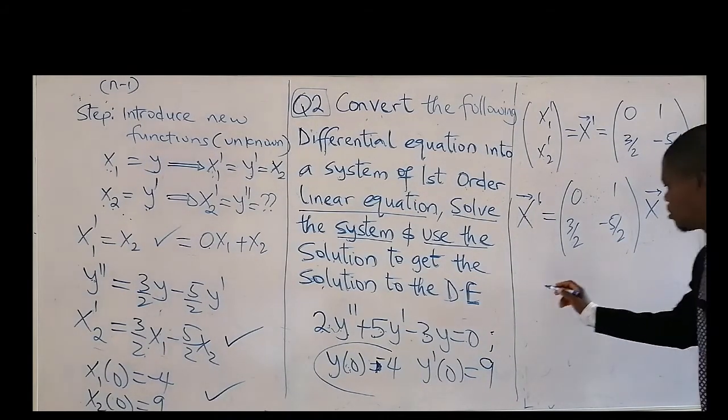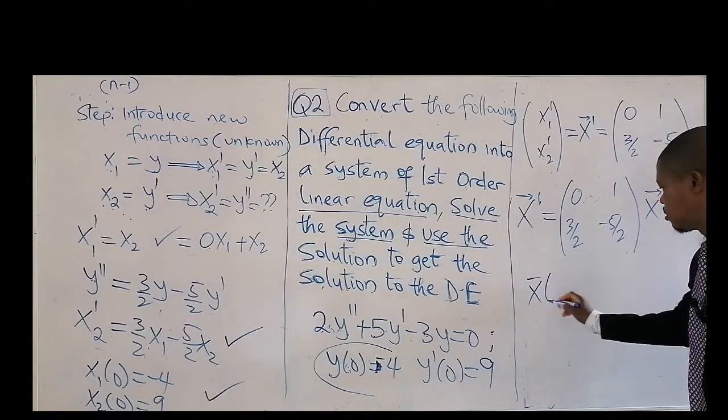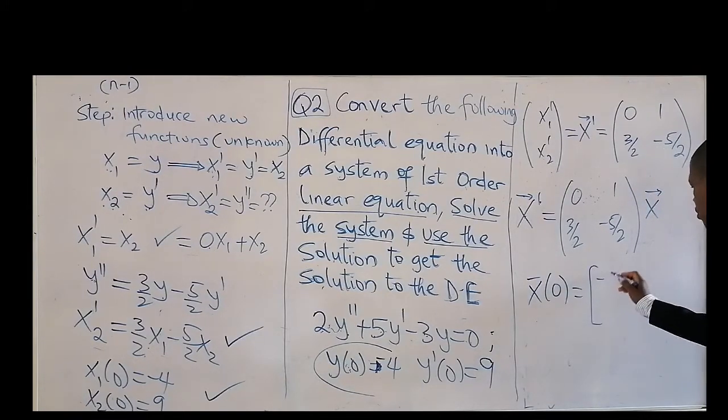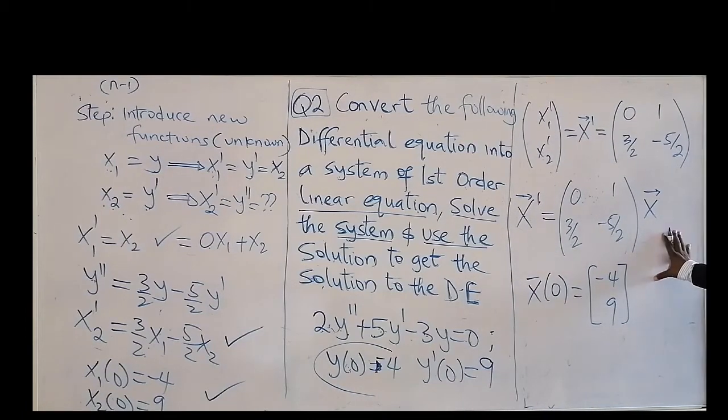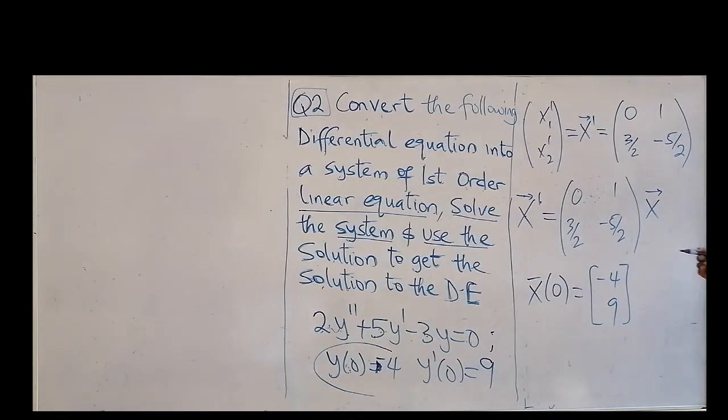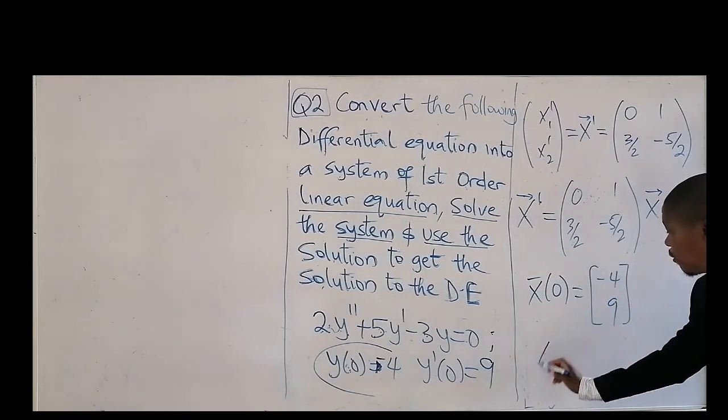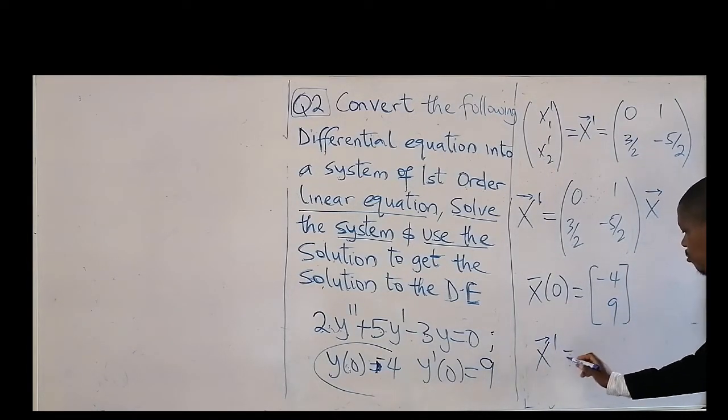Then the conditions given. So we have this, and that's equal to minus 4, 9. Okay? So that's what we have now. We've turned into matrix form, because for us to solve this system, it must be in matrix form. Okay? So then the final thing to do now, this is what we have now. For us to get the solution, we need to find the eigenvalue and an eigenvector. So this one now is conformed to this form.